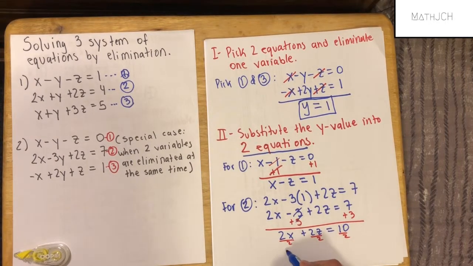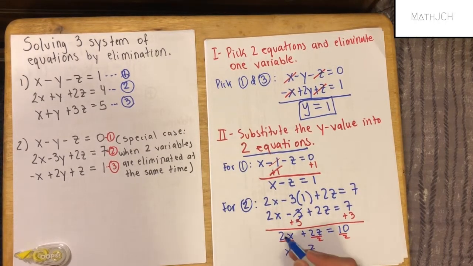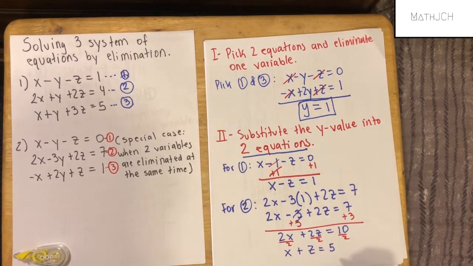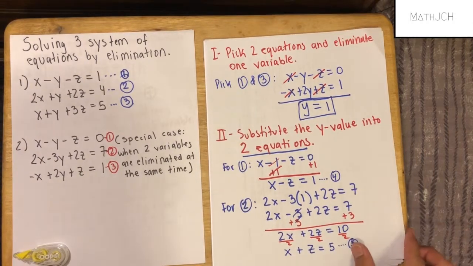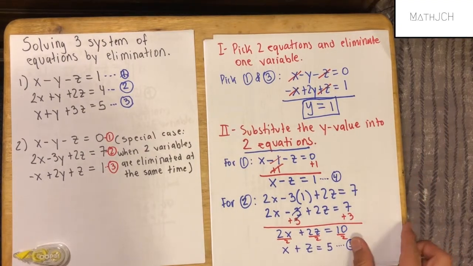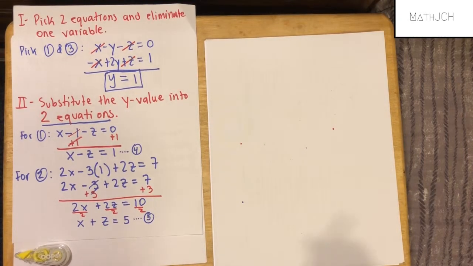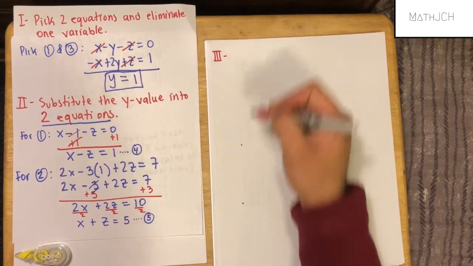Okay? So I'm going to have x plus z, because 2 divided by 2 is 1, or the 2 cancels, I'm left with x. Same thing for z, equals 10 divided by 2, that will give me 5. Now, this becomes my equation 5, and the previous step becomes my equation 4. Now, the next step is to get equation 4 and equation 5 and eliminate one variable in order to solve for the other variable already. So that'll be step 3.